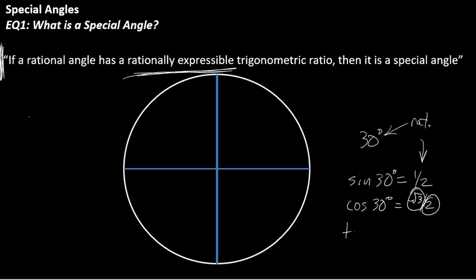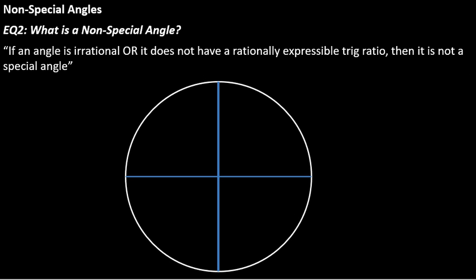What about the tangent of 30? Well, same idea, square root of 3/3. So 30, therefore, by this little definition, and it took me a while to come up with this, is a special angle. Now let's talk about non-special angles. This is the main thing that we're going to concentrate on in this lesson today.